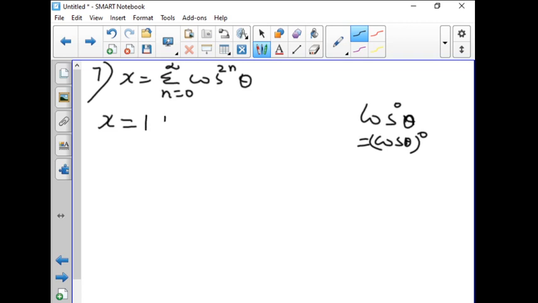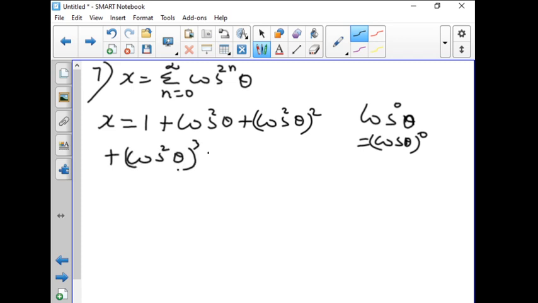So cos theta the whole power 0 is 1. Then if you give n equal to 1, it is cos square theta. Then when you give n equal to 2, it is cos power 4 theta. We can write cos power 4 theta as cos square theta the whole square. Then we have cos square theta the whole cube plus etc., up to infinity, because n is equal to infinity.